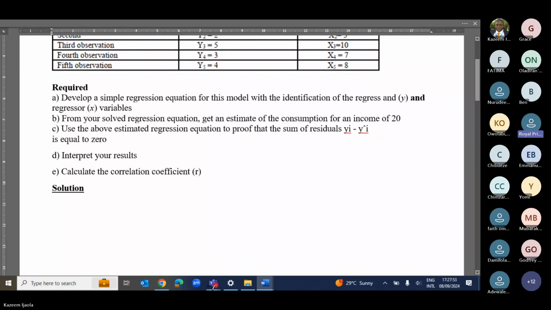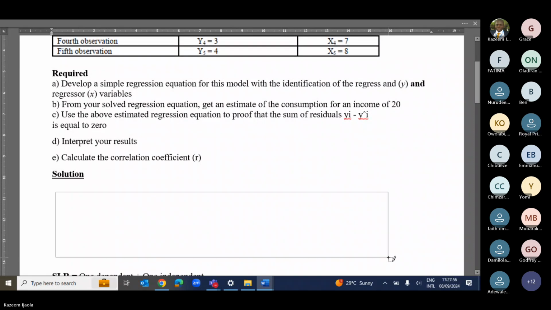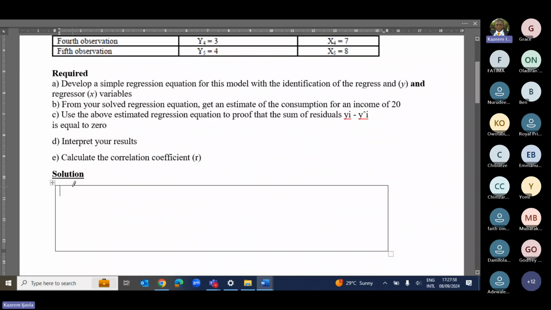But the first one is asking us for an equation. Don't worry, you cannot draw your equation if you don't get your beta 2 and beta 1. I'm not gonna allow you guys to cram. You must get your beta 2 and beta 1. Those are the factors that you put in your equation.